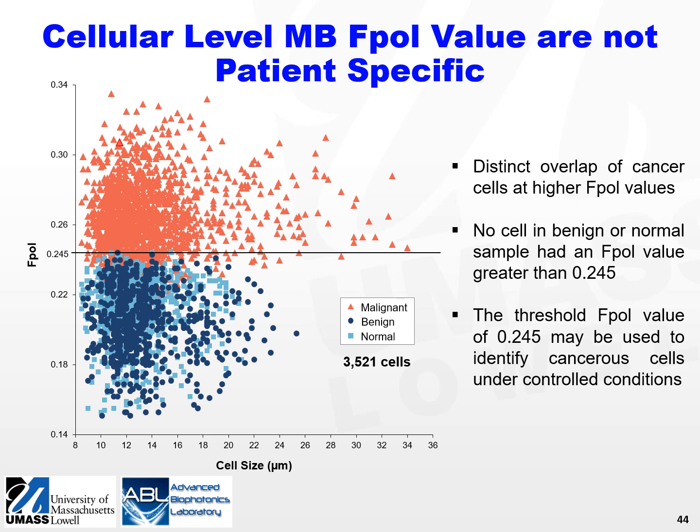There is pronounced overlap of cancer cells at higher fluorescence polarization values, and similar overlap of non-cancerous cells at lower values, indicating that the fluorescence polarization values are not specific to each patient. No cell in a benign or normal sample had a fluorescence polarization value greater than 0.245.